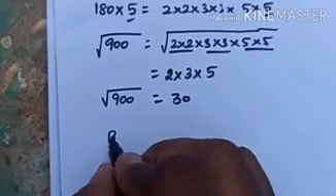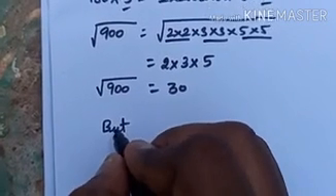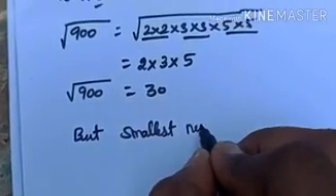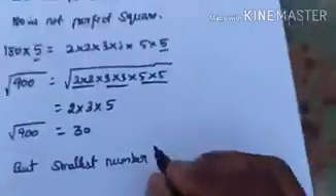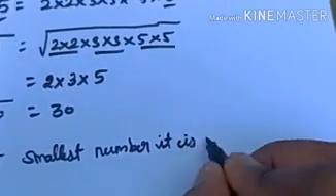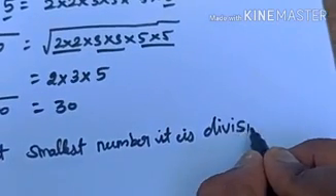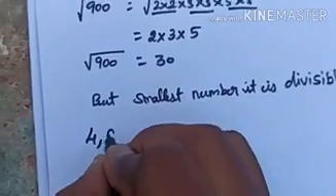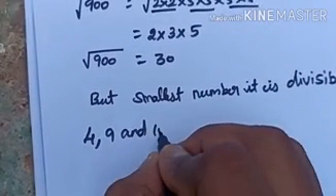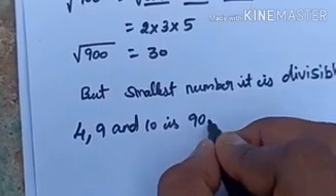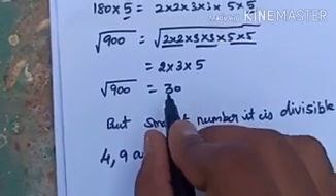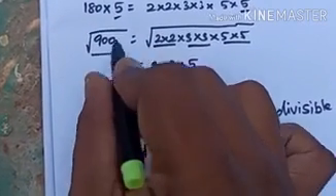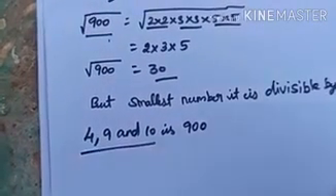But which is the smallest number we need? The smallest number that is divisible by 4, 9 and 10 is 900. Here I just found the square root, but 900 is your smallest number. It can be divisible by these 3.